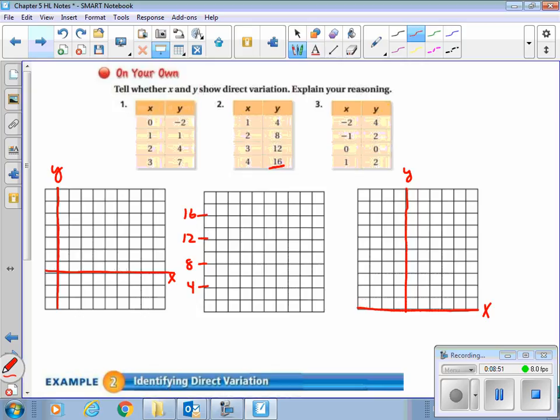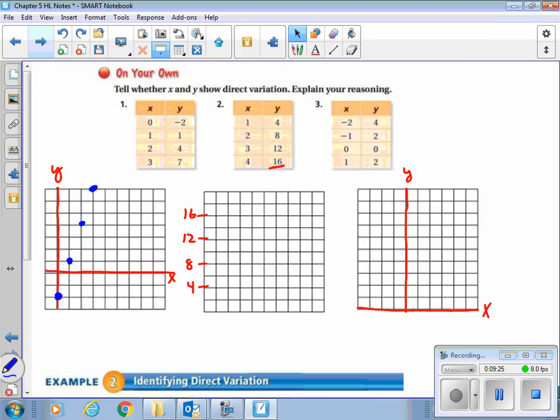So in number 1, I'm going 0, -2, starting at the origin. For x is 0, that means I don't move left to right at all. I'm just going -2, which would be down 2, which I'm going to do in a different color so you can see it. So here would be your point for 0, -2. Back to my origin, 1, 1, I'm going right 1, up 1. 2, 4, I'm going right 2, up 4. And 3, 7, I'm going right 3, up 7. 1, 2, 3, 4, 5, 6, 7.